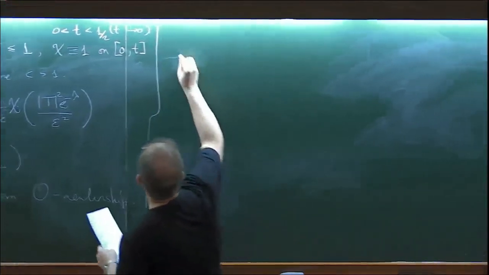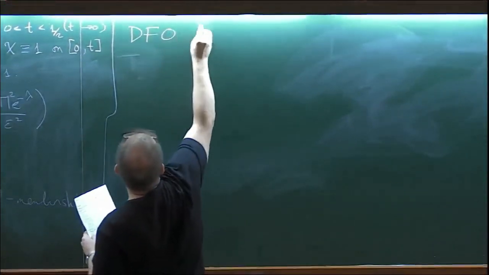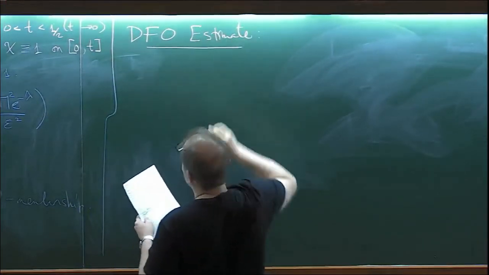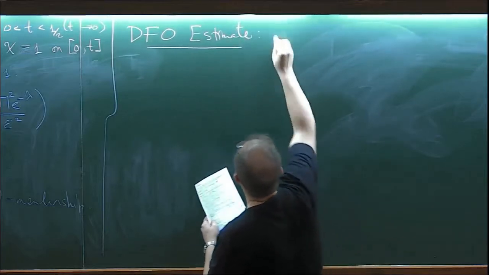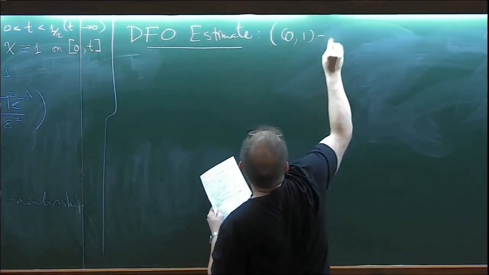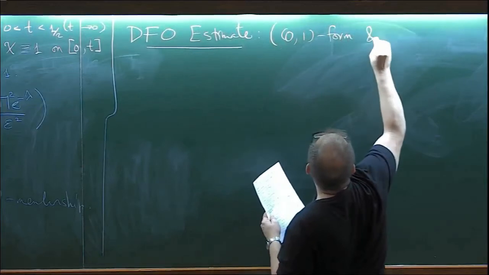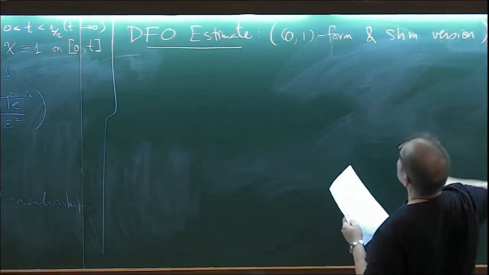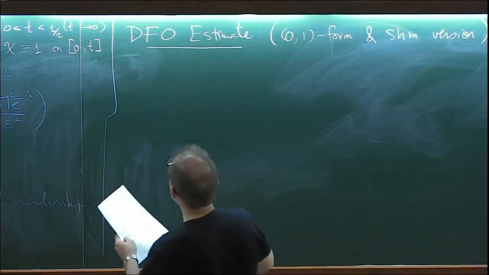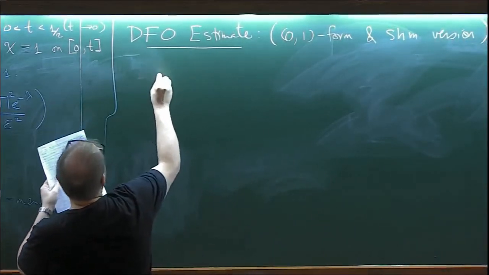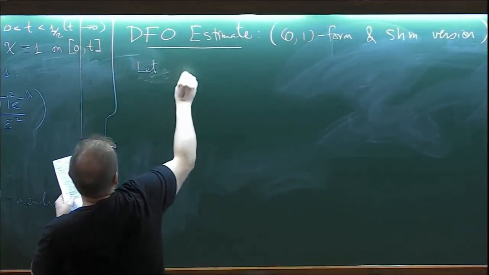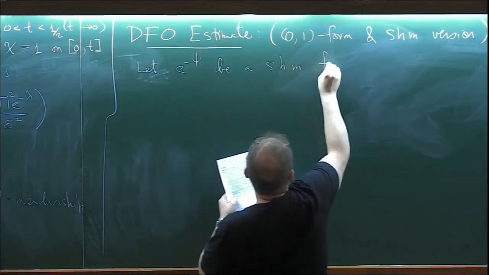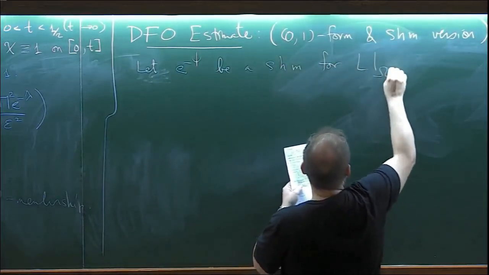Okay, let me remind you of the Donnelly-Pfefferman-Ohsawa estimate. This is going to be a version for 0-1 forms and singular Hermitian metrics. So let e to the minus psi be a singular Hermitian metric for the line bundle L restricted to omega j.